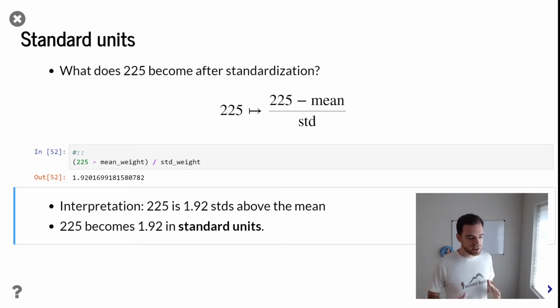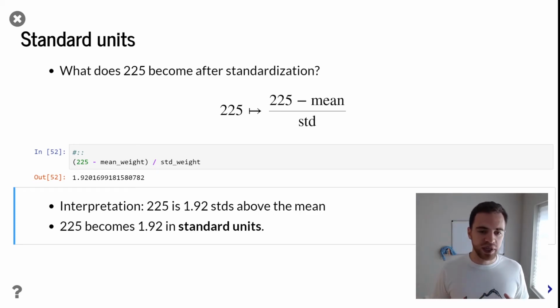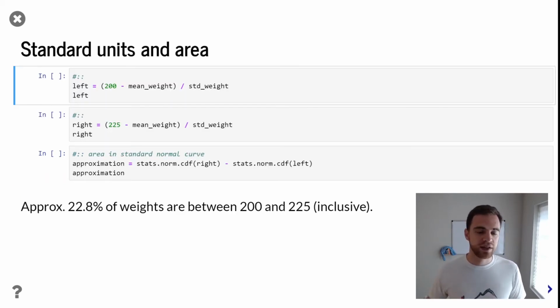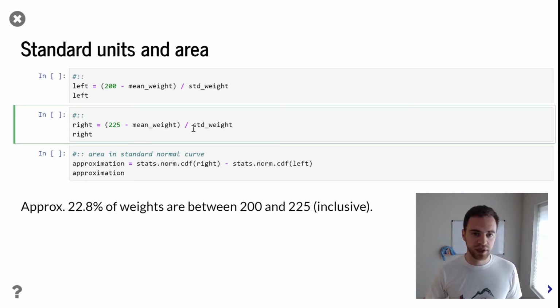Standard units are really useful, because if I tell you that somebody weighs 225, you don't have any information about whether that is an average weight or if it's above average or below average. You don't know, but standard units tell you immediately. It says 1.92 standard deviations above the mean. So standard units tell you how far away you are from the mean. Okay, so let's take that and compute the area between 200 and 225. So I found my right endpoint.